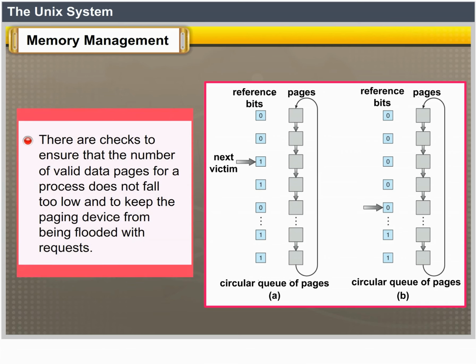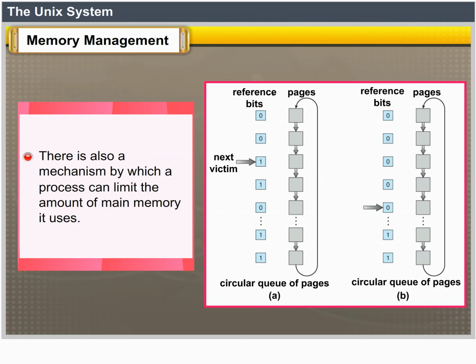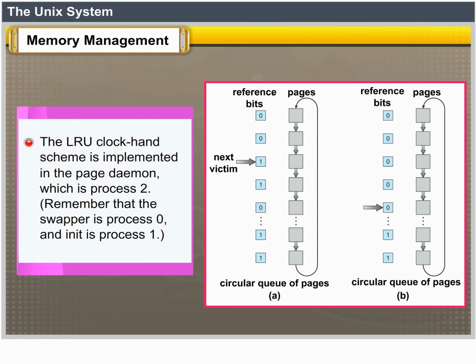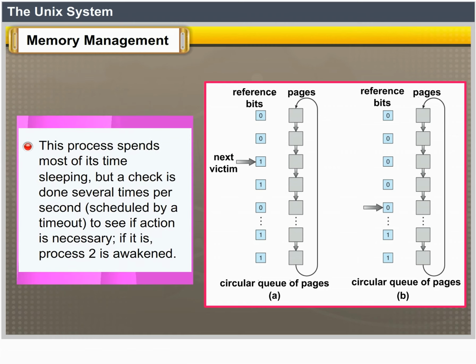There are checks to make sure that the number of valid data pages for a process does not fall too low and to keep the paging device from being flooded with requests. There is also a mechanism by which a process can limit the amount of main memory it uses. The LRU clock hand scheme is implemented in the page daemon, which is process 2. Remember that the swapper is process 0 and init is process 1.